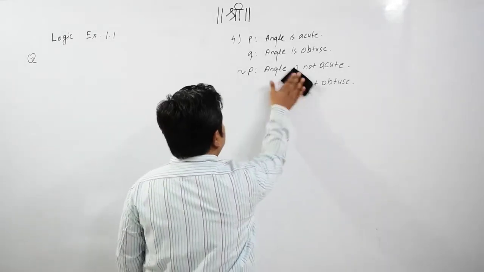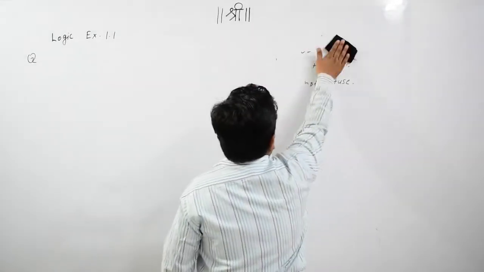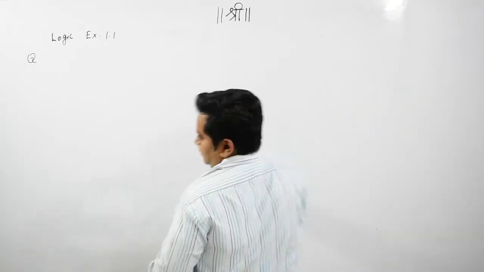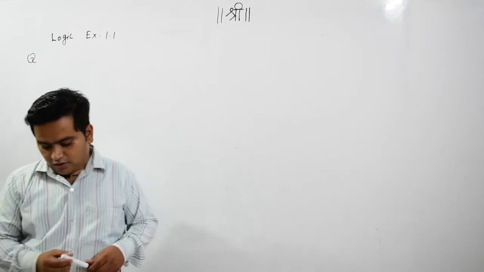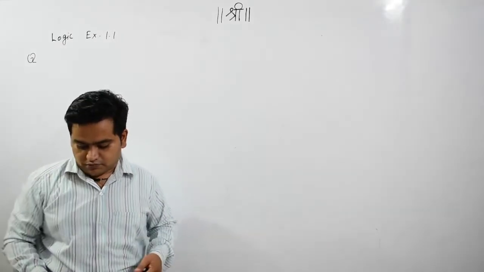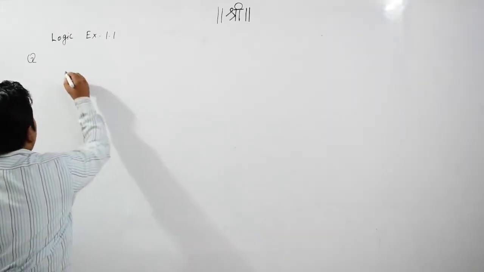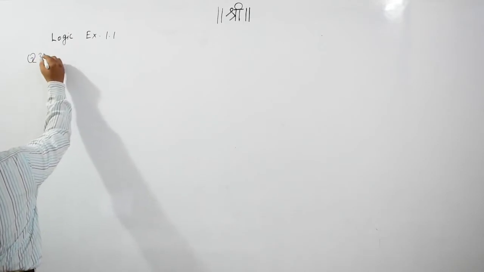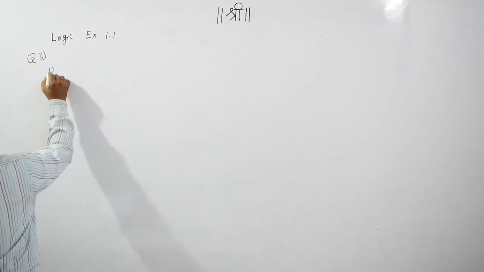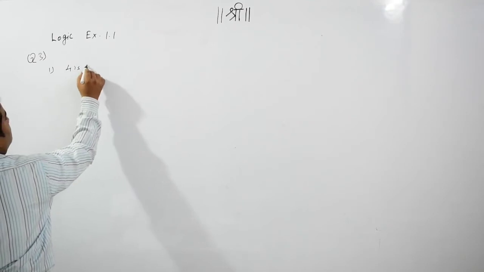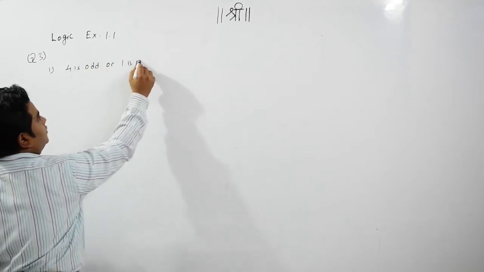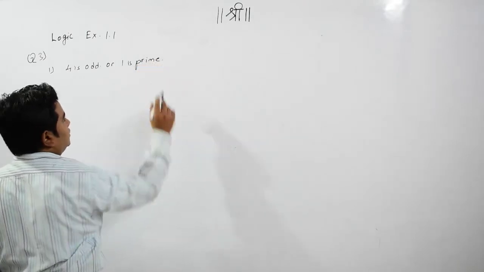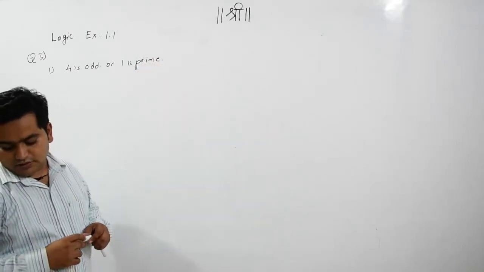Question number 3 says that 4 is an odd number or 1 is prime. That's what the question is, out of which we are solving the first one: 4 is odd or 1 is prime. The most important part: 1 is prime.